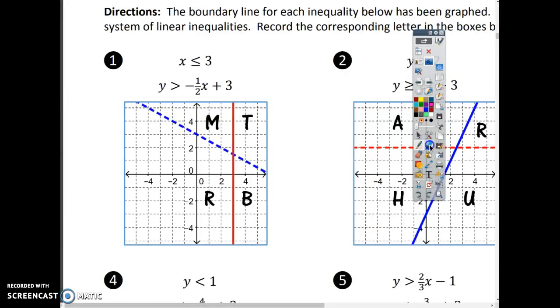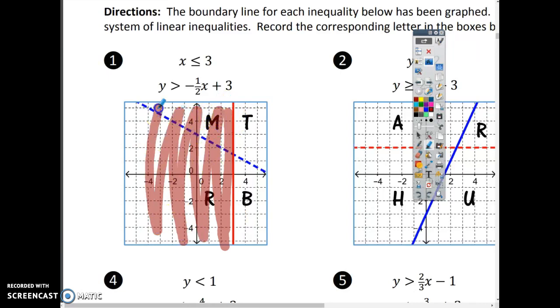So right here, mine is this red line. So I'm shading everything on this side. Okay? So pause and go ahead and start coloring and then play again when you're ready for the next one. So you should have done yours already. Now we're going to go to the second one.